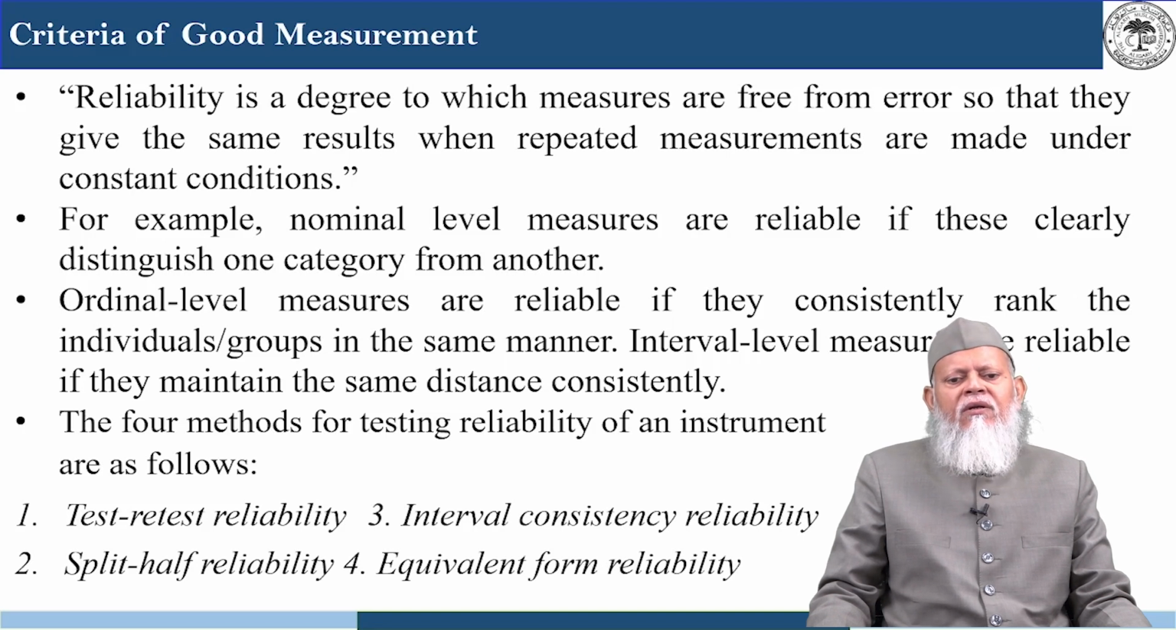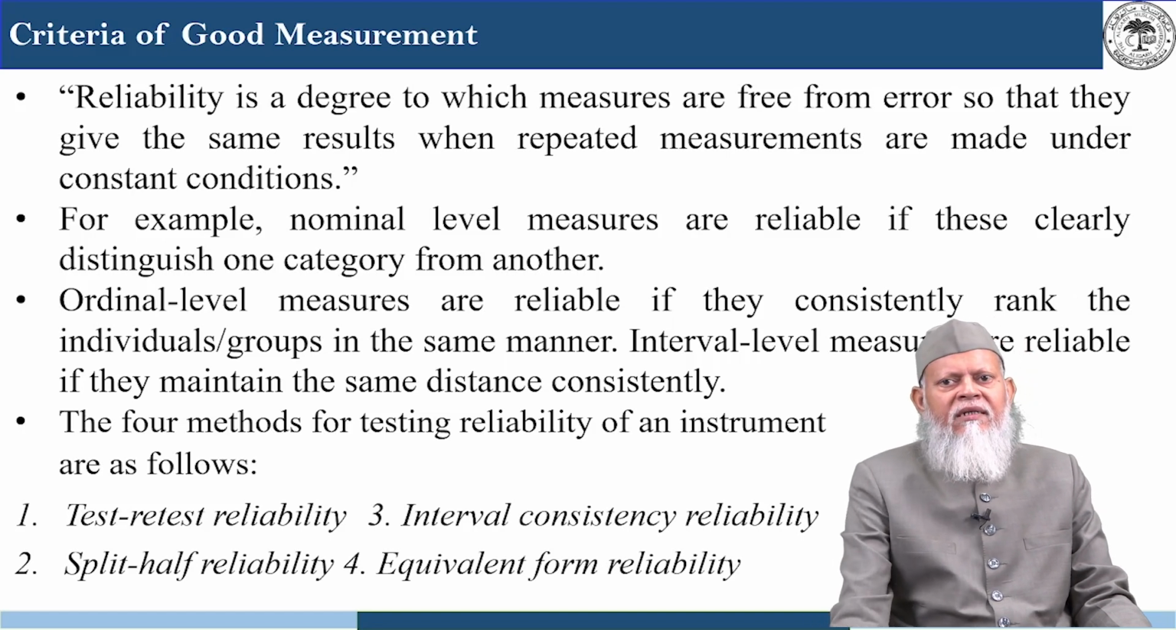For example, nominal level measures are reliable if they clearly distinguish one category from another: male, female, clearly distinguished; rural, urban, clearly distinguished; graduate, non-graduate, clearly distinguished. So, these are clearly distinguished categories. Similarly, ordinal level measures are reliable if they consistently rank the individuals or groups in the same manner.